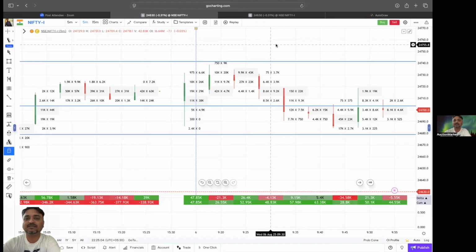Some brief about me. I am an IT engineer working in Bangalore, and I'm into the market for the last 8 years. I've been trading in the F&O sector most of the time, that is Nifty, Bank Nifty, Mid Cap, and Fin Nifty.